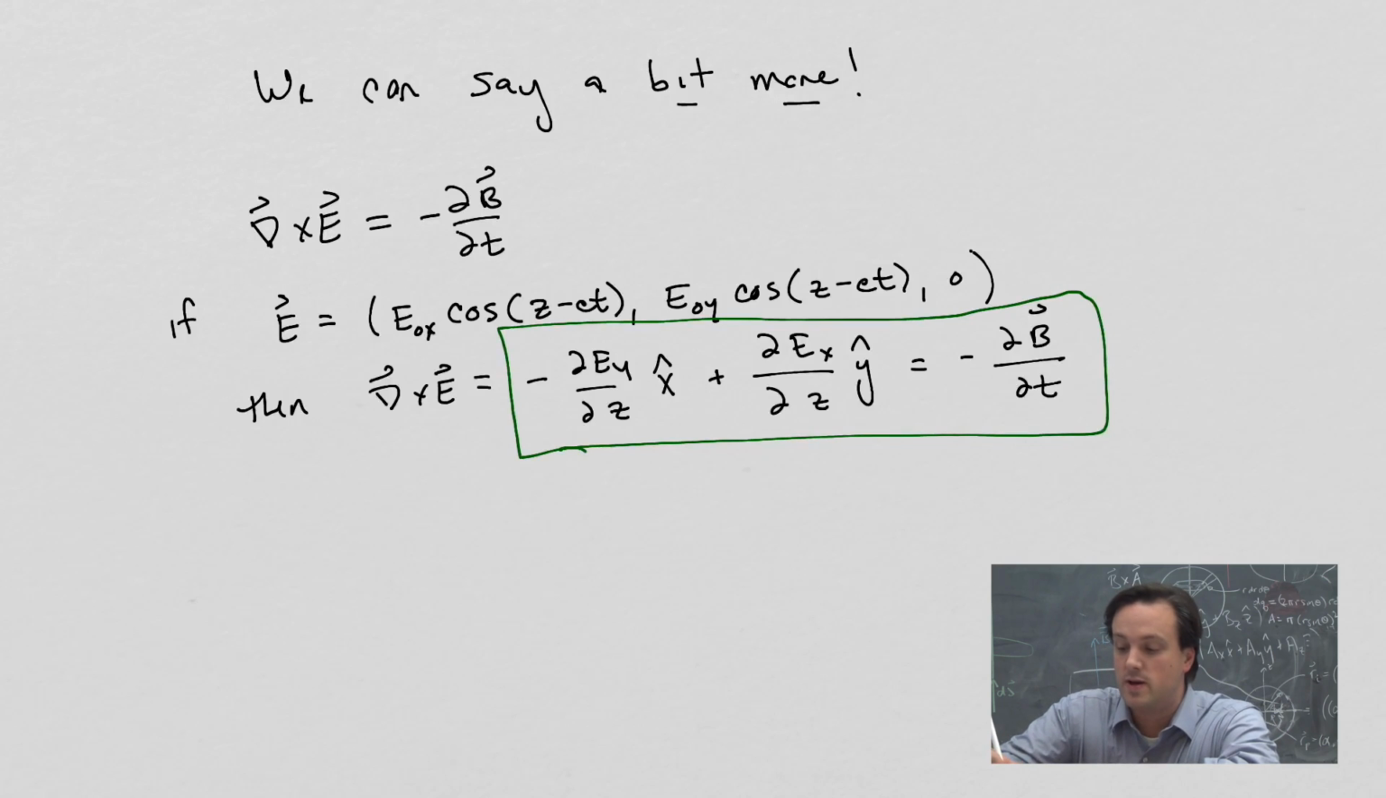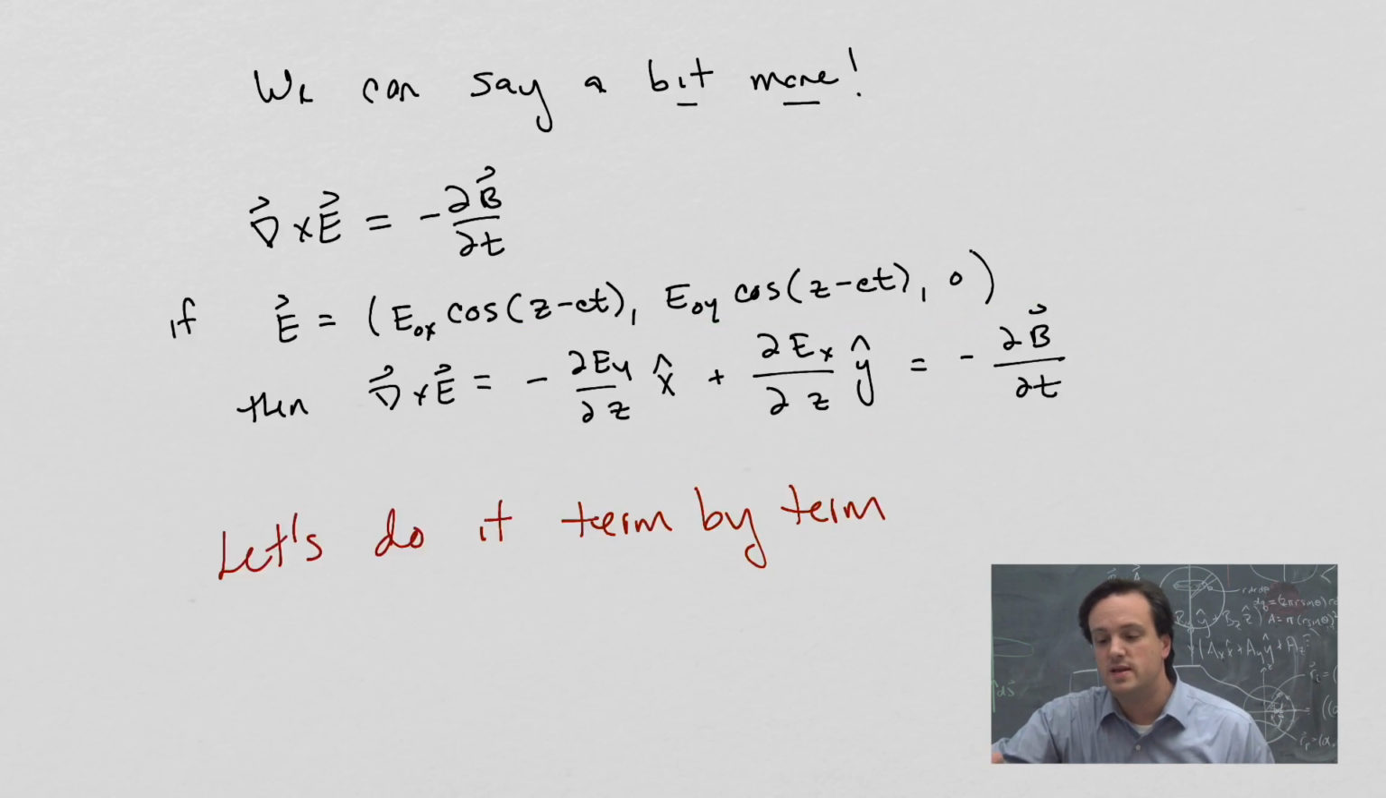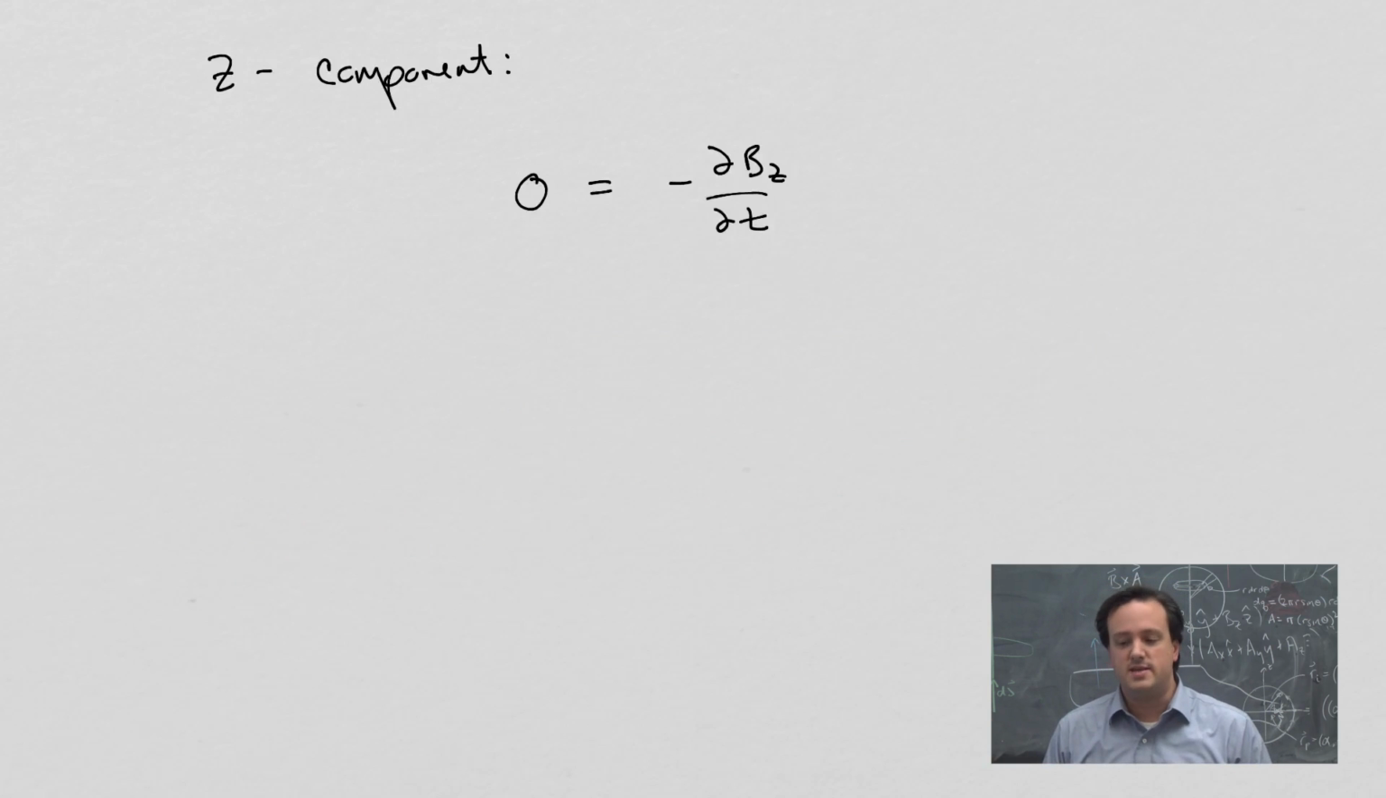So I have a vector equation, right? I have, in principle, three components on the left, although the z component is 0, and I have three components on the right, which are differential equations for the components of the magnetic field. That means that this equation is really three different equations that I can perhaps use to solve for the components of the magnetic field, given some solution to the electric field. So let's do it component by component, okay? Term by term. We'll start with the easy one.